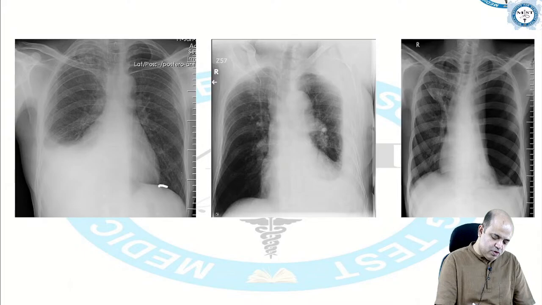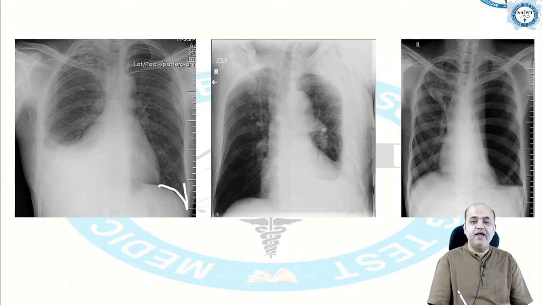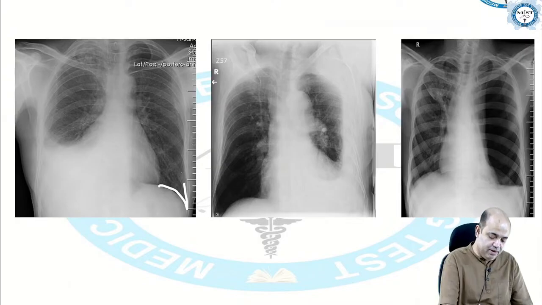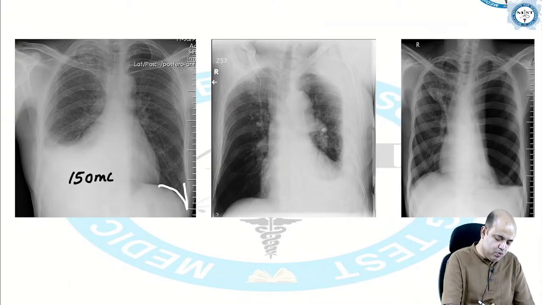The minimal amount of fluid that can be detected on the chest X-ray is 150 ml. This is pleural effusion, isn't it?